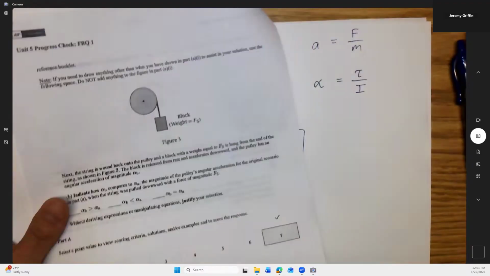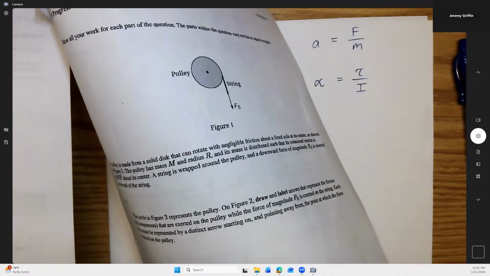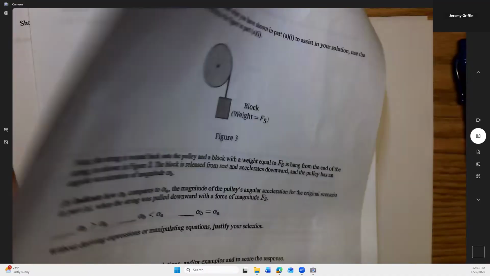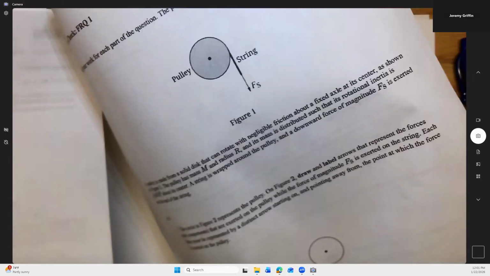Show hands. How many of you think the first scenario would accelerate faster? No, they're not equal. How many of you think the second situation accelerates faster? Okay. I would have said the first situation, and I'll tell you guys why.